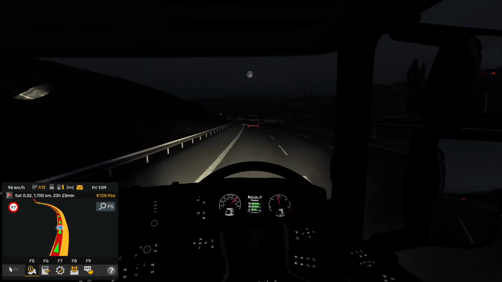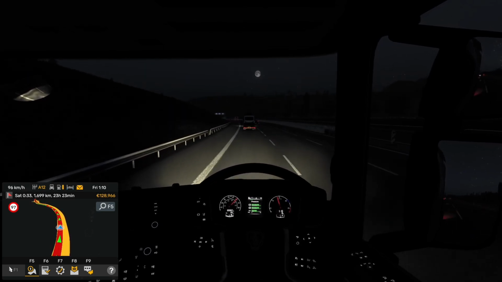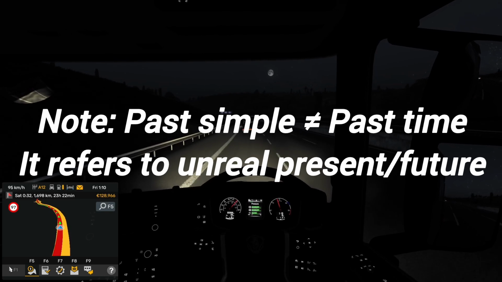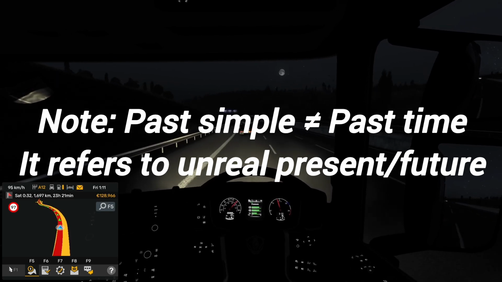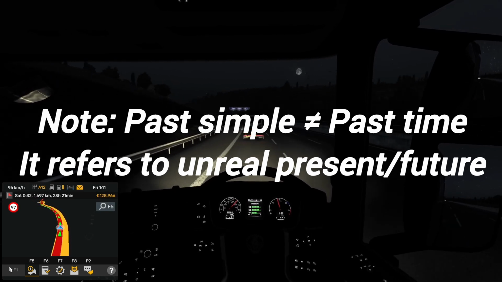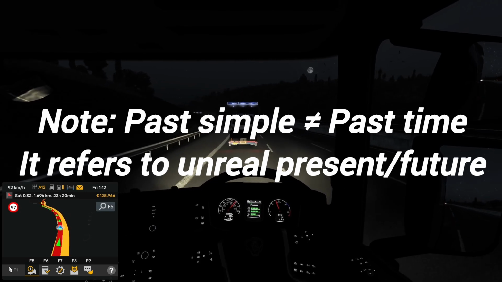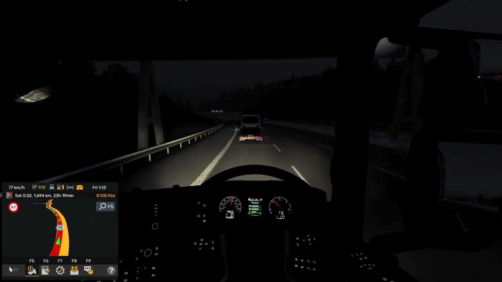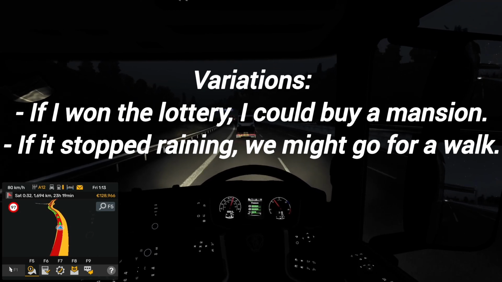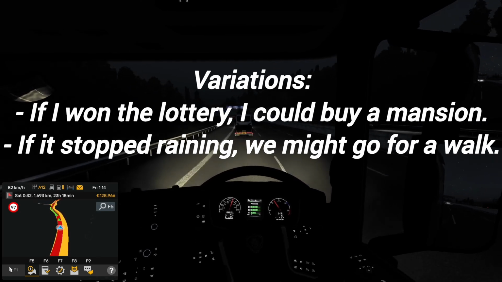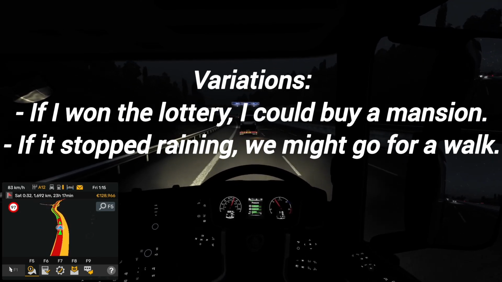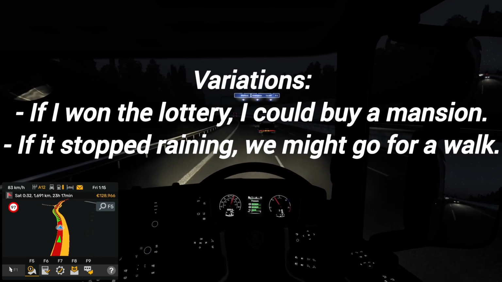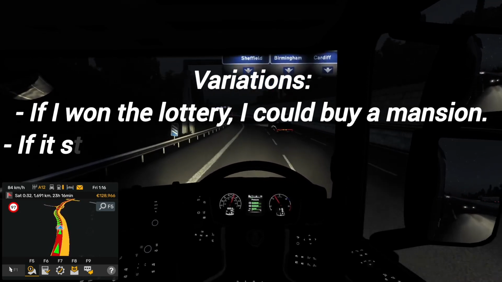Remember, even though we use the past simple, we're not talking about the past. We're talking about an unreal present or future. Note, past simple is not equal to past time. It refers to unreal present or future. You can also use could or might instead of would to express different possibilities. Variations. If I won the lottery, I could buy a mansion. If it stopped raining, we might go for a walk.